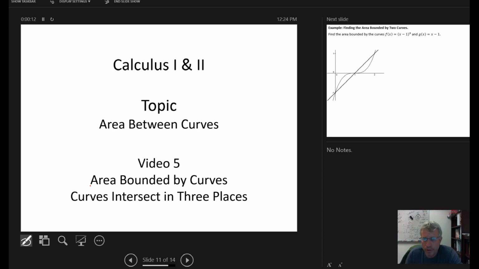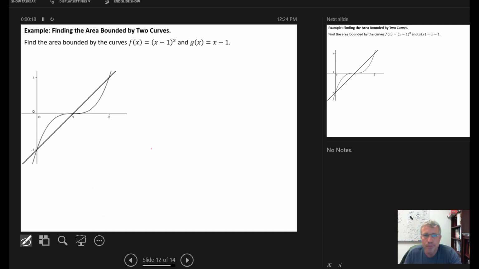So in this video, we're going to look at finding the area bounded by curves when the curves intersect in three places. So this example says find the area bounded by the curves f of x equals (x minus 1) cubed and g of x equals x minus 1. So a picture of the situation is shown here.